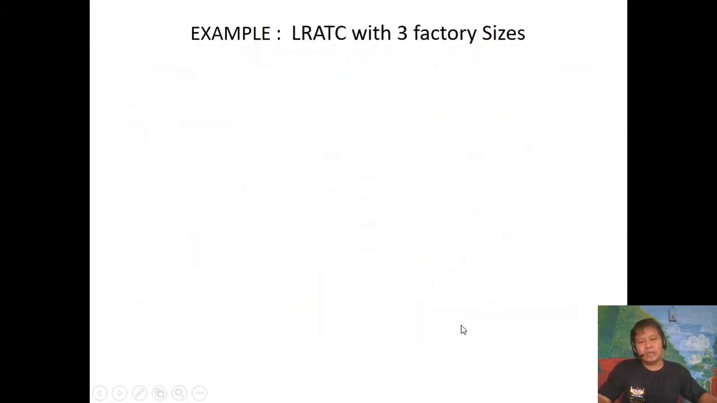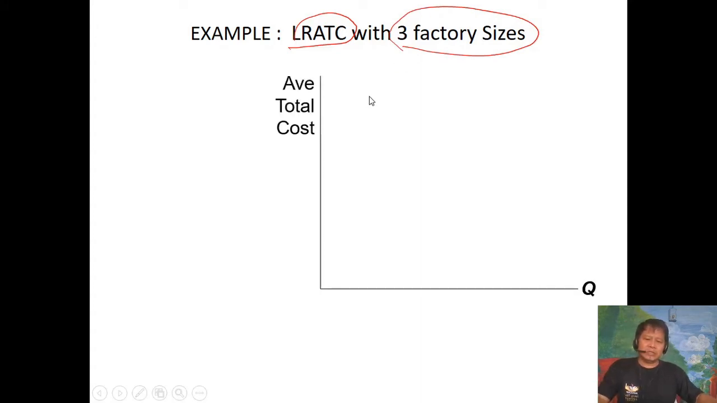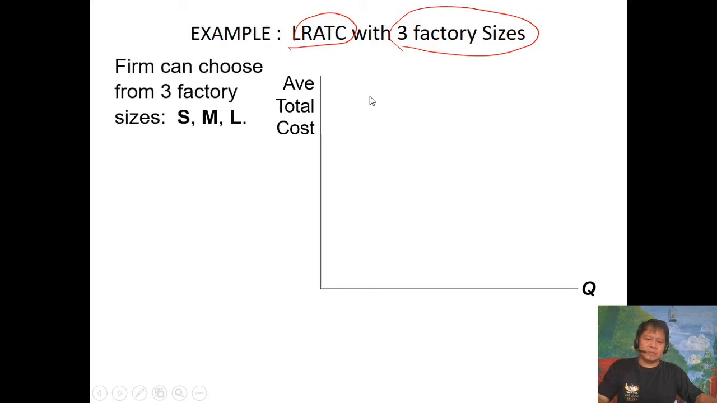Okay. So examples of the long run average total cost. Long run average total cost with three factory sizes. Maybe small, medium, and large factories. Okay, we have the average total cost. Okay, so the firm can choose from three factory sizes. We have the small, medium, and large factory. Okay, and let us examine the cost of these different firm sizes.